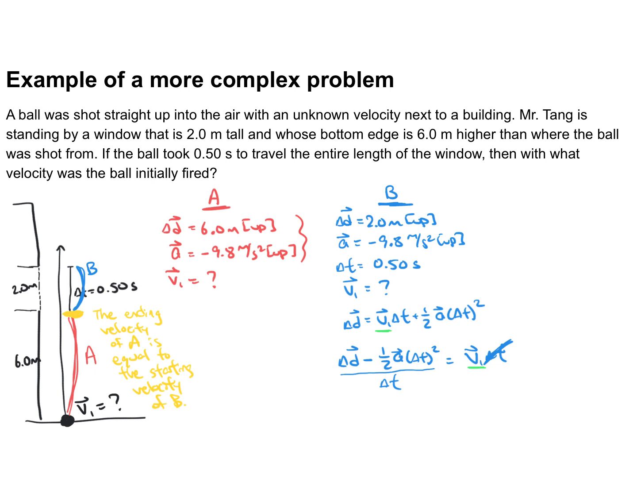Okay, so now I am ready to substitute the numbers and solve that. So I will use the space over here. So the displacement is 2 minus half of negative 9.8 times 0.50 squared, all divided by 0.50. Okay, so this I will put into a calculator. Just give me a minute here.